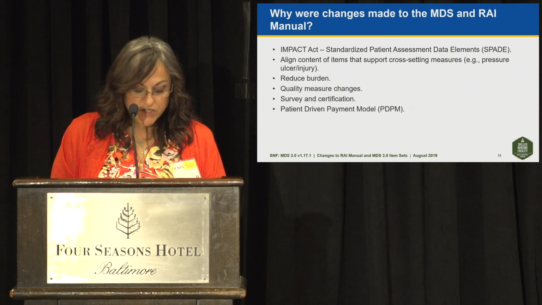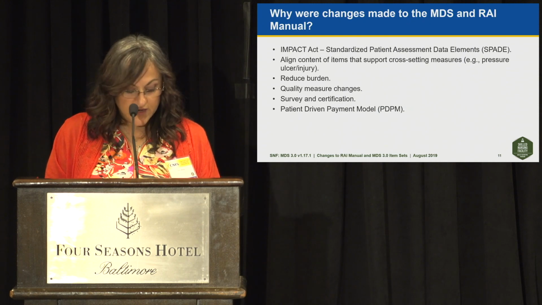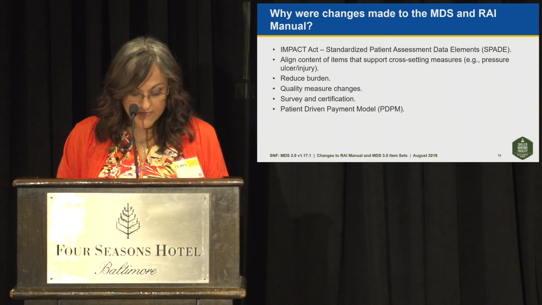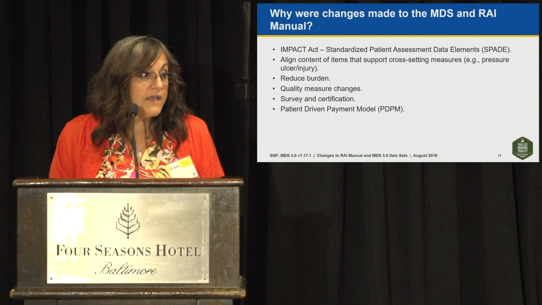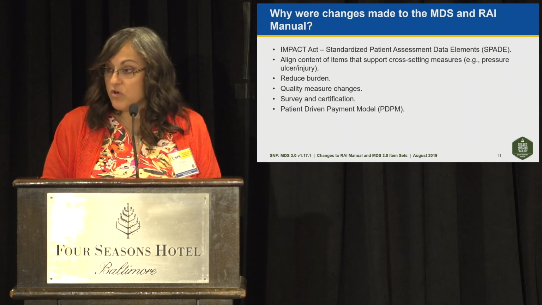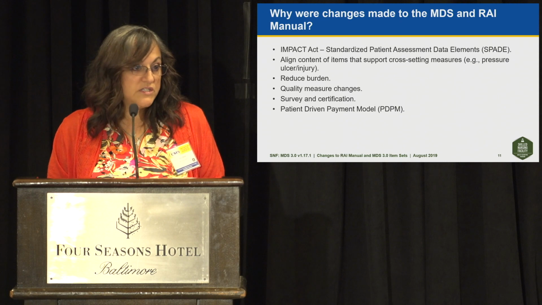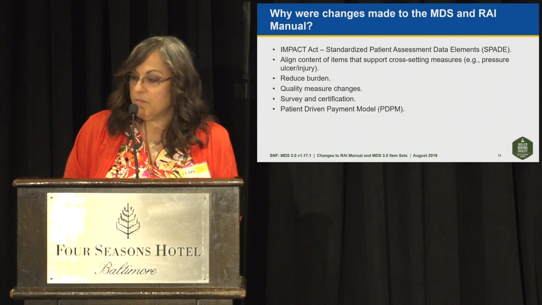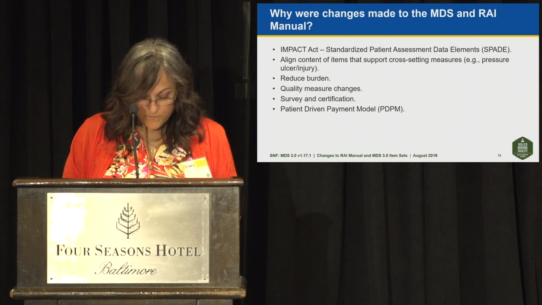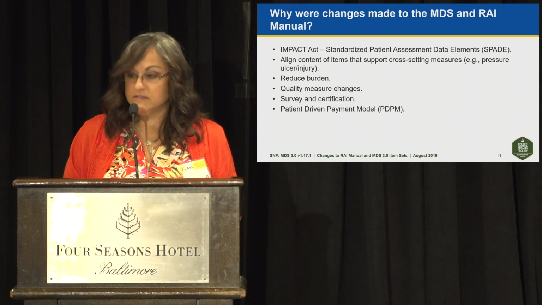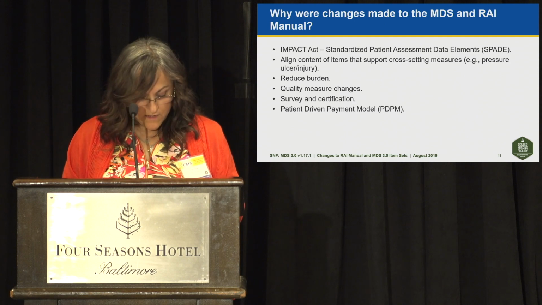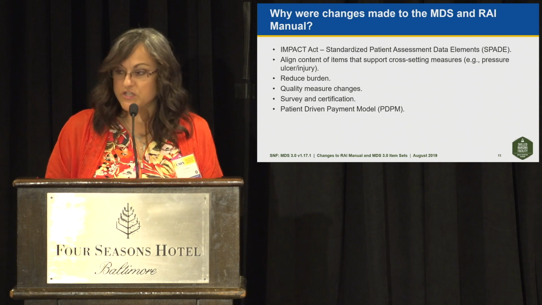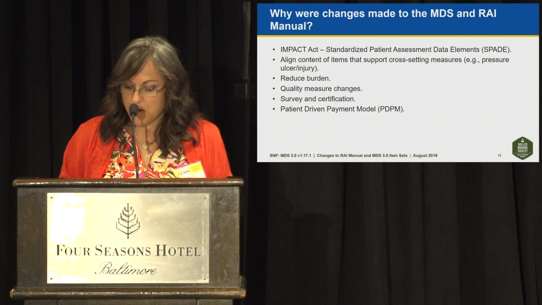So why were there changes made to the MDS and RAI Manual for 2019? Well, some were due to the Impact Act, which required the standardization of some data elements. Others were to align items across settings that support cross-setting quality measures, such as the pressure ulcer injury measure, medication reconciliation, and the function measures. Some items, as we'll see, were removed from some of the item sets, and some item sets are totally gone. There were also some changes that were made due to quality measure changes, and of course, some of the changes were also driven by the patient-driven payment model.